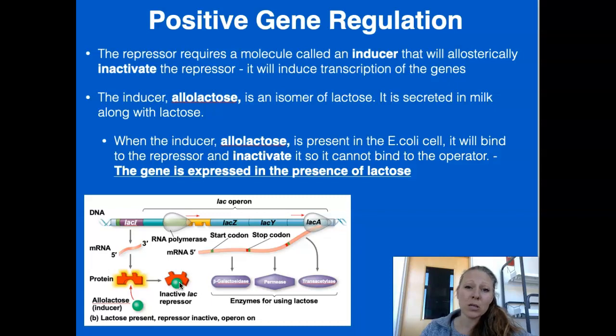And this should make sense. So when lactose is present, or allolactose is present, it's saying we're going to need to be broken down here. So it's going to trigger the removal of the repressor protein from the operator. So the gene is expressed in the presence of lactose.